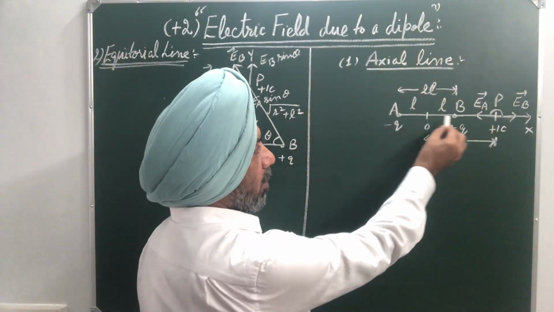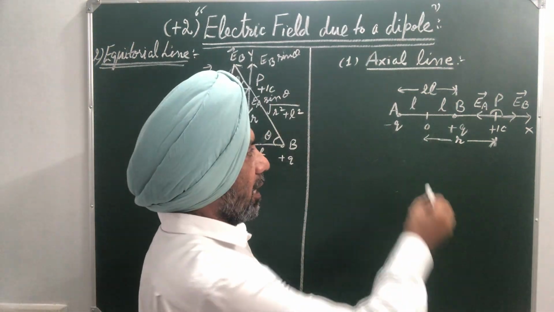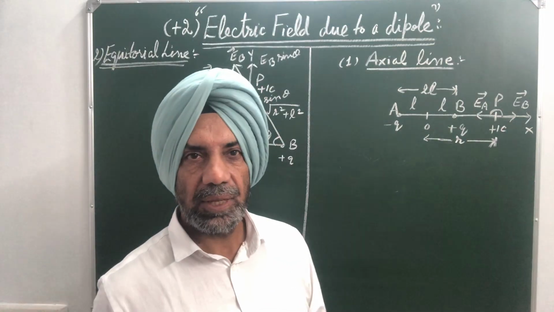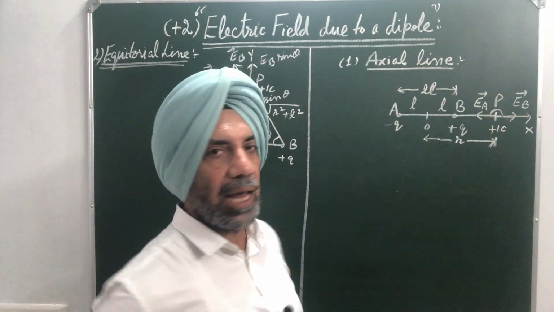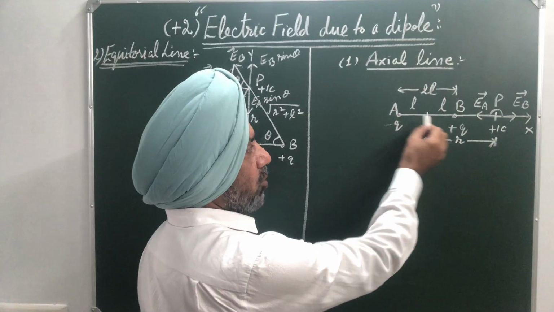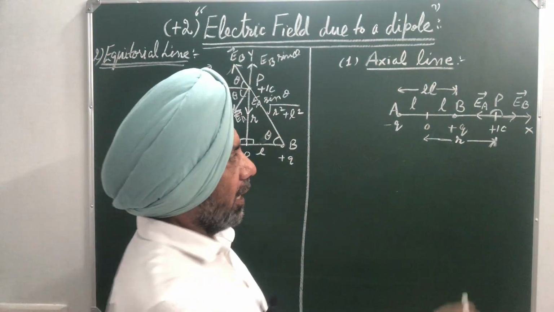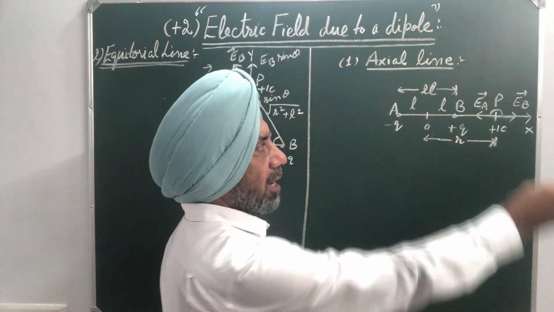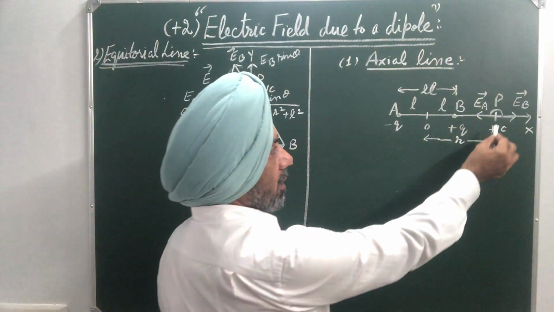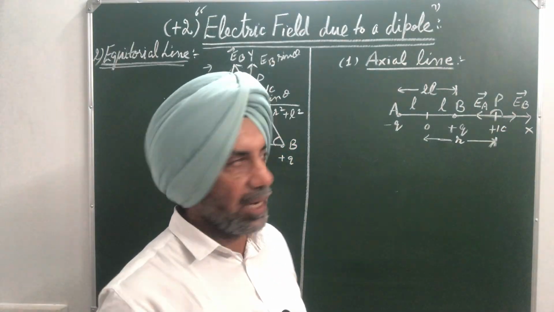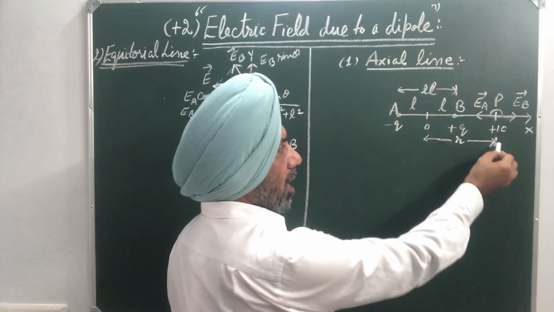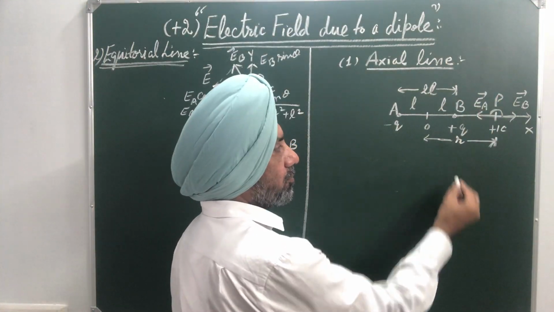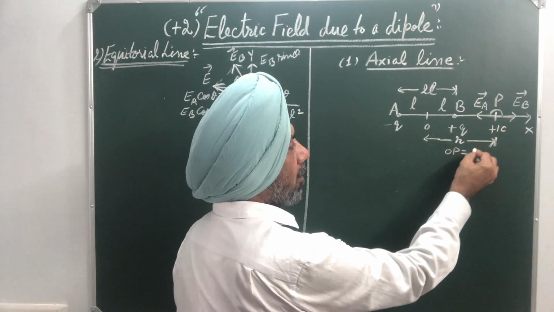Now suppose AB is the dipole having minus q charge at point A and plus q charge at point B. Let 2L be the length of the dipole, so that OA is equal to L and OB is equal to L. Let OX be the axial line of the electric dipole. Let a point P on the axial line be at a distance R from the center of the dipole, so that OP is equal to R.